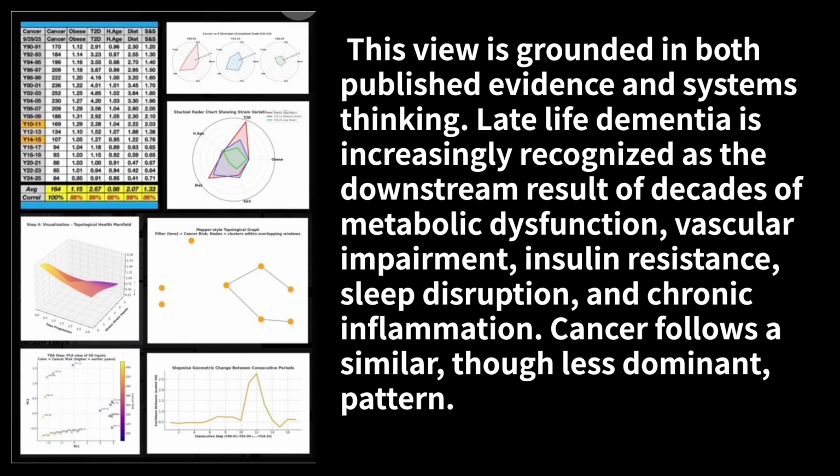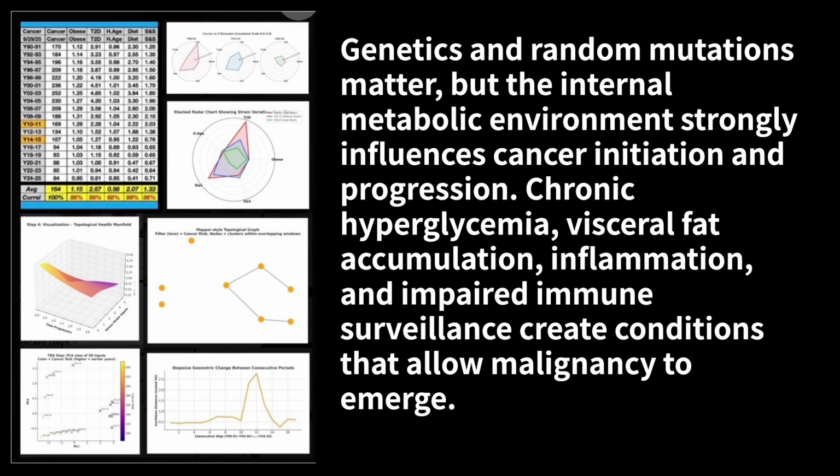Late-life dementia is increasingly recognized as the downstream result of decades of metabolic dysfunction, vascular impairment, insulin resistance, sleep disruption, and chronic inflammation. Cancer follows a similar, though less dominant, pattern. Genetics and random mutations matter, but the internal metabolic environment strongly influences cancer initiation and progression. Chronic hyperglycemia, visceral fat accumulation, inflammation, and impaired immune surveillance create conditions that allow malignancy to emerge.